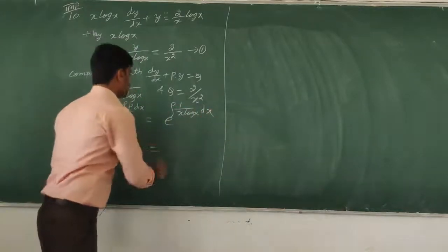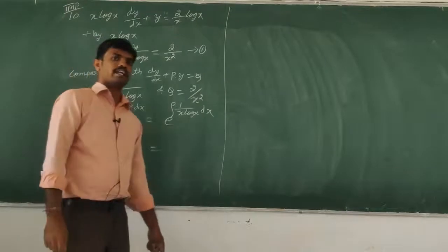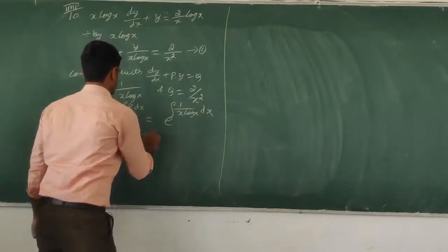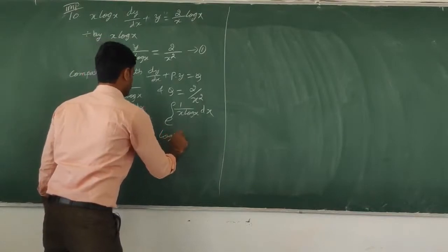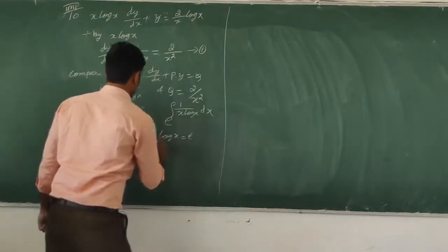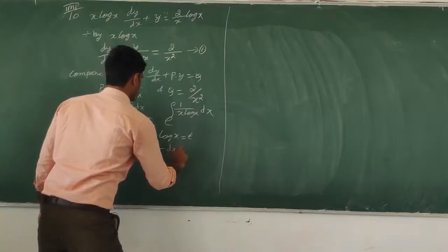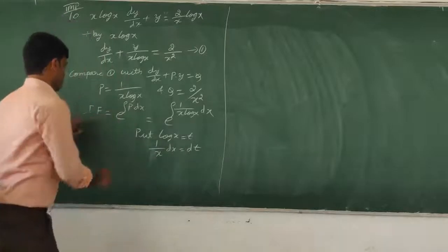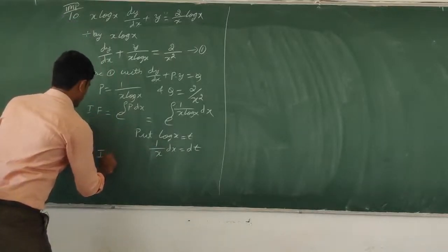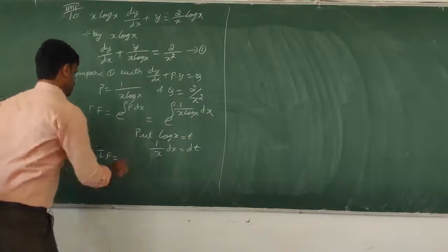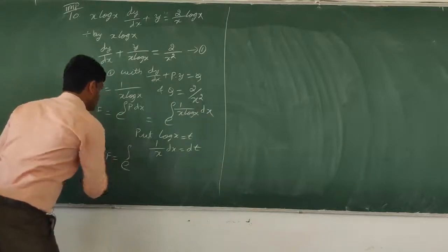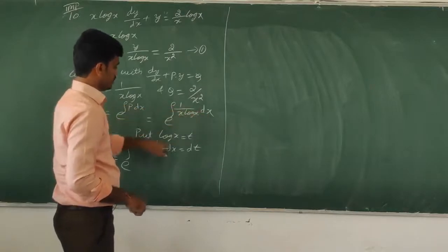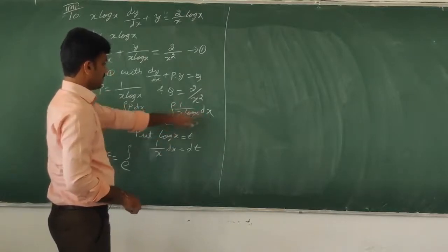So this is equal to, look, take log x as t. So put log x is equal to t. Then its differentiation becomes 1 by x into dx is equal to dt. So 1 by x into dx is equal to dt. Then our integration factor is e to the power integration of 1 by x into dx, which is nothing but dt.